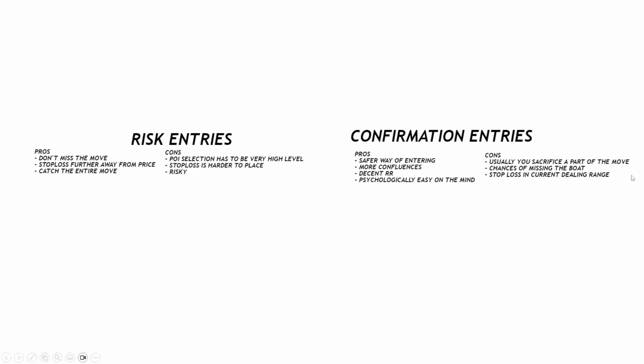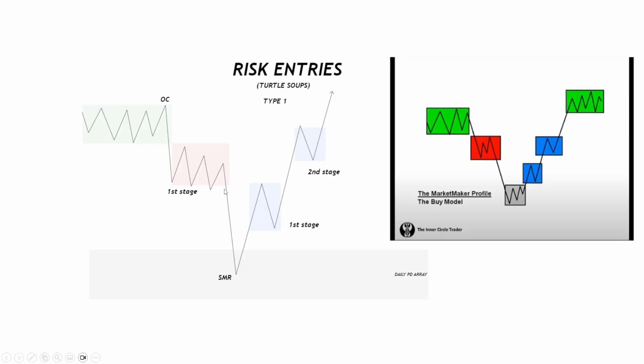So usually you sacrifice a part of the move to wait for the confirmation, and that's why this is a lot safer, because you're basically waiting for the move to already have formed and then get in at the last part, right? Risk entries are quite nice if you get it right, but if you get it wrong, it's psychologically very hard on you, because you'll just see price ram through your stop loss. Risk entries are also known as turtle soups.